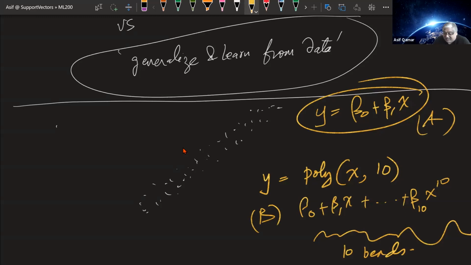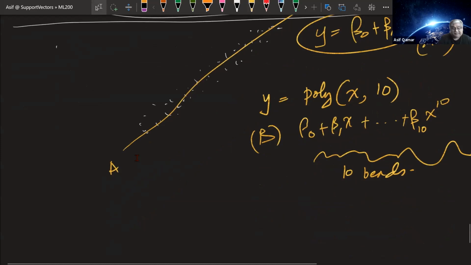A simple answer to that question would be, if you get data like this, which model would you use, A or B? A. For that data, I'd prefer A, because A would be something like this. What about B? What sort of a model will this produce? And here is the part worth asking: is B bad for this data? Who would like to answer?